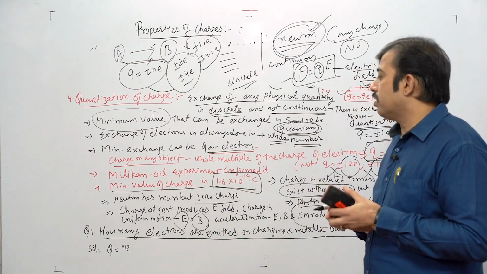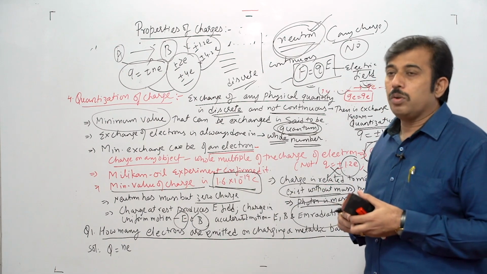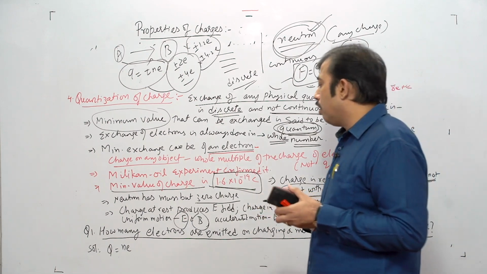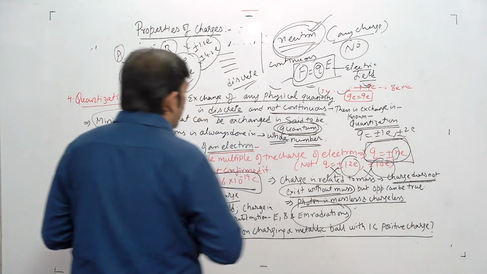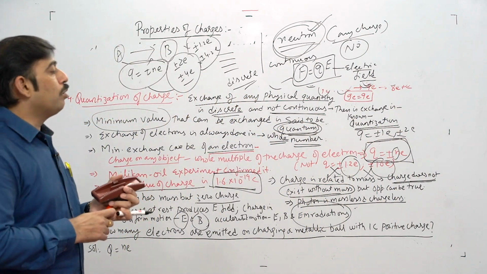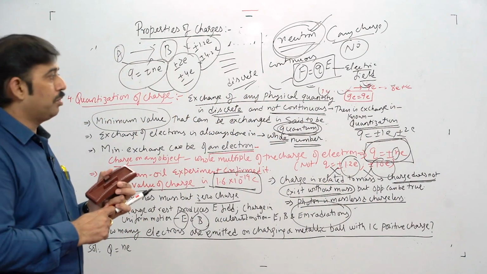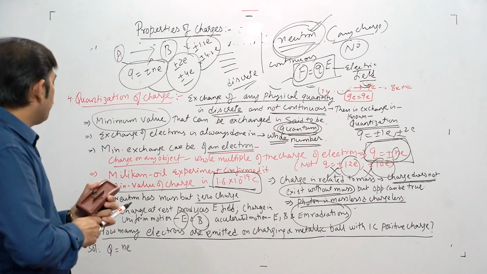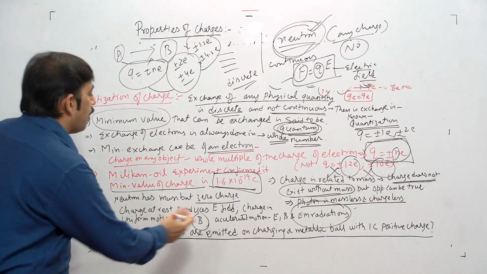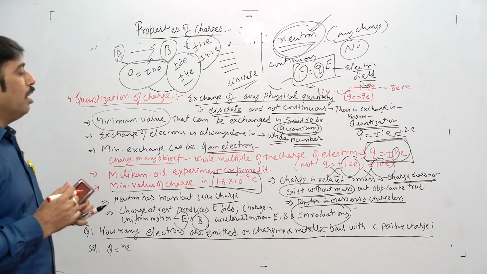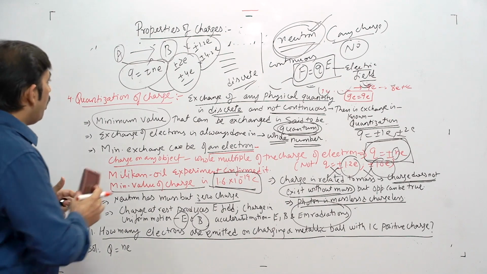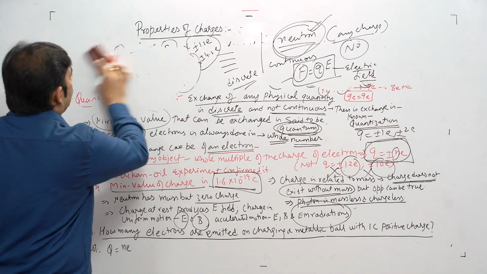Now the question arises, suppose someone may ask you, okay, just find out how many electrons are emitted on charging a metallic ball with 1 coulomb positive charge. This can be a very simple question. How many electrons are emitted on charging a metallic ball with 1 coulomb positive charge? So what should be the approach to solving the question?